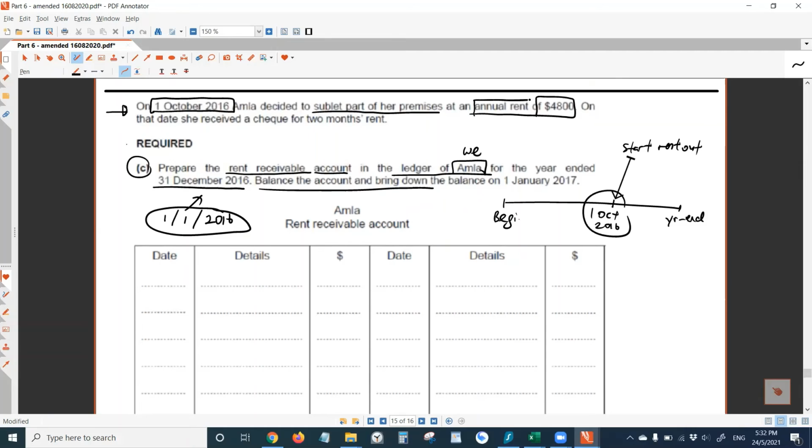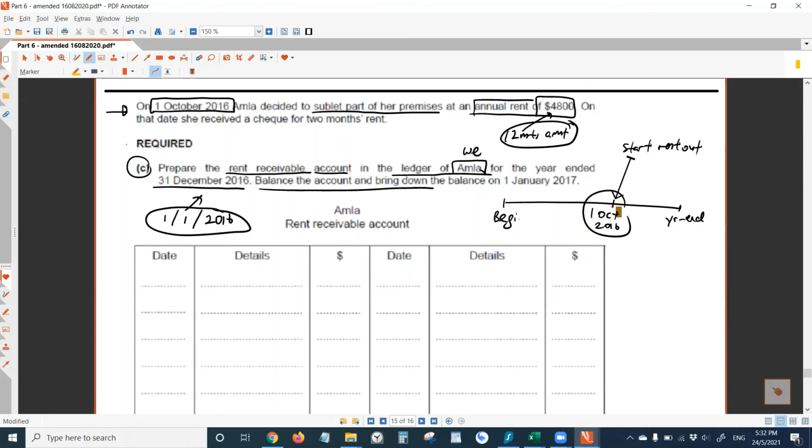At an annual rent of $4,800. Annual rent means this is the 12 months amount of rent. Most of the time, I tell you that 12 months is the should amount, right? But this question is not. The reason is, do you think it's logical to say that Amla should receive $4,800 during the year? No, right? Because $4,800 is for the whole year.